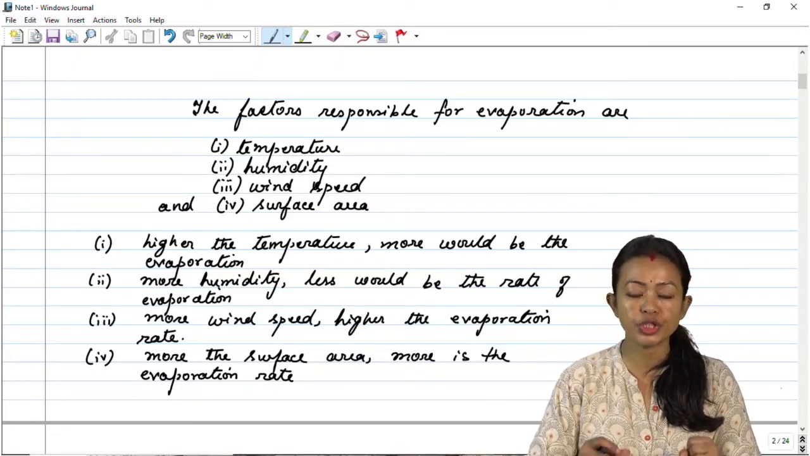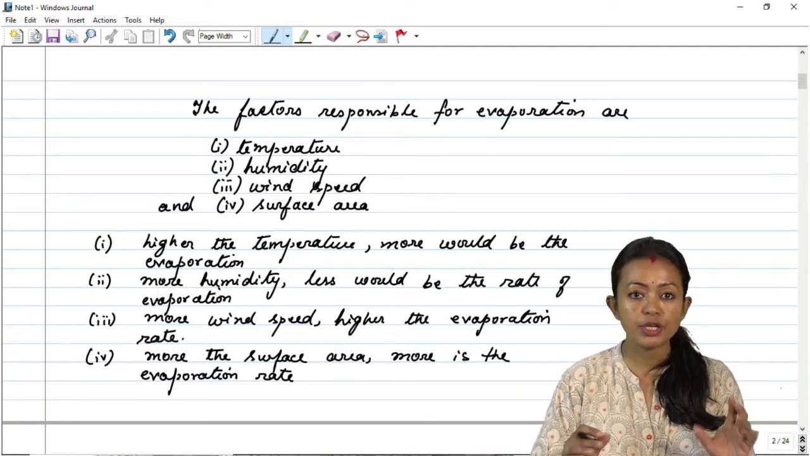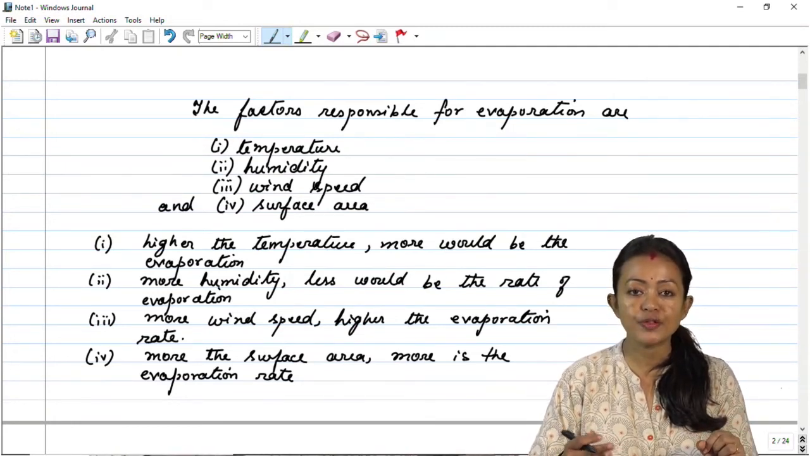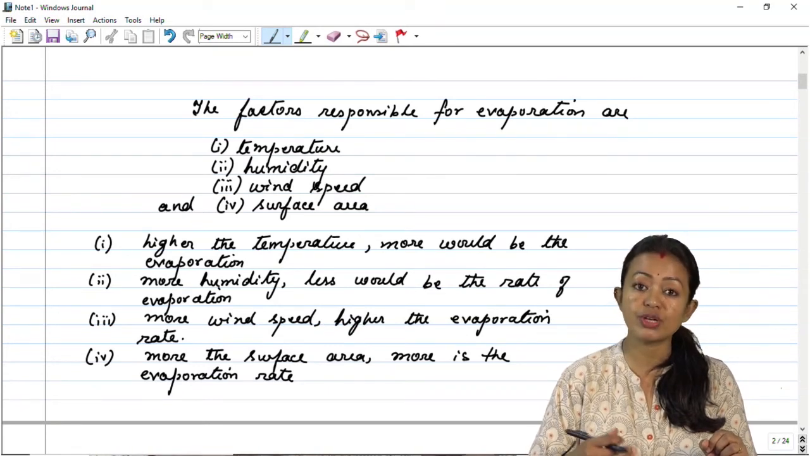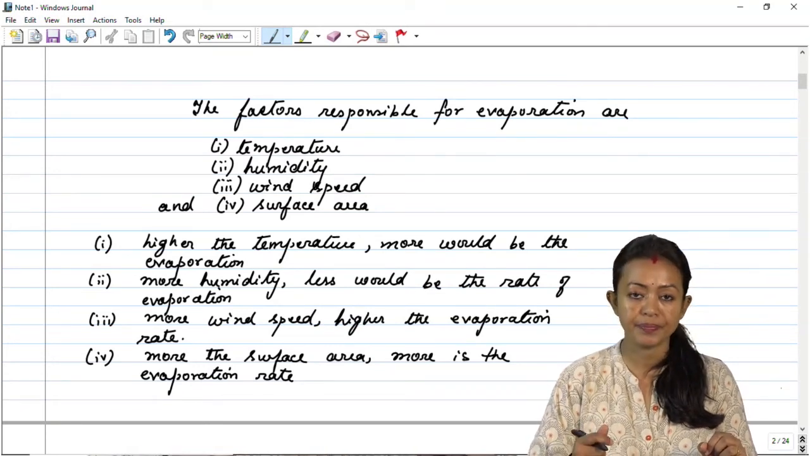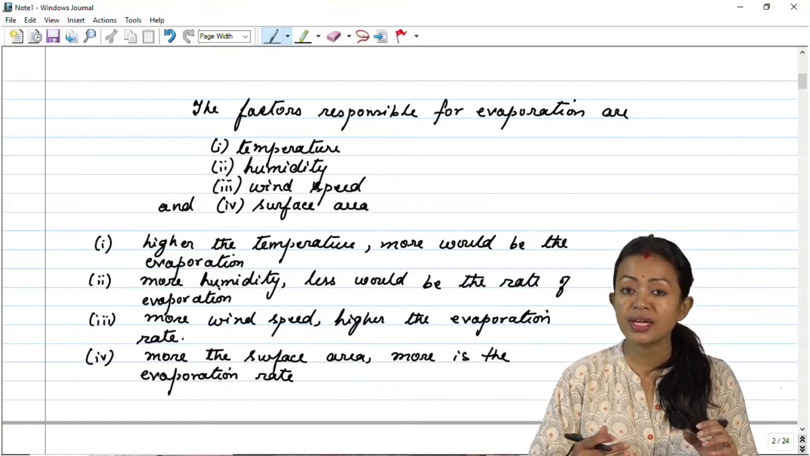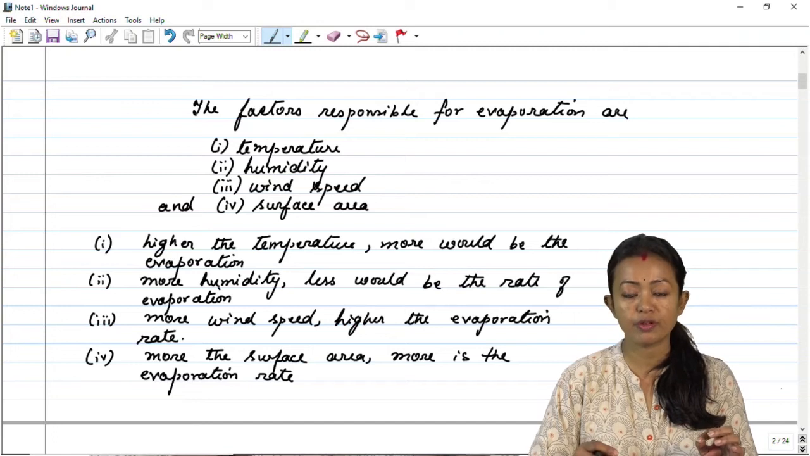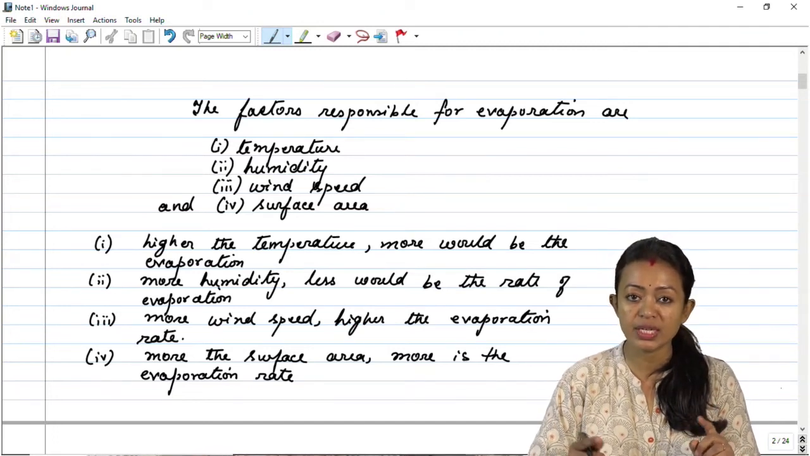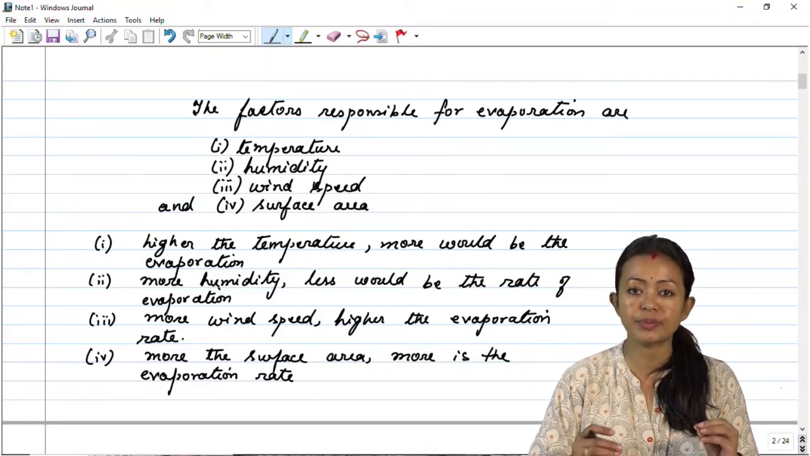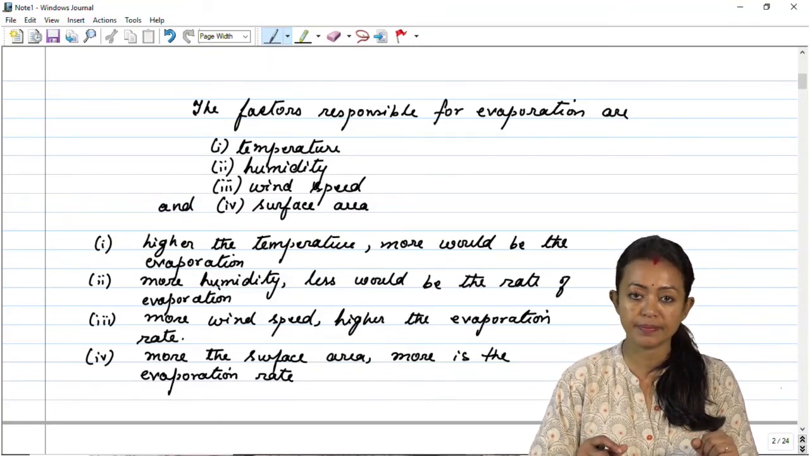For example, after you have washed your clothes, if you spread them properly, you would see that the rate of drying of that cloth is faster. In summers, we find that the cloth dries faster because the temperature is high. Whereas during rainy seasons, you find the clothes take a lot of time to dry. Why? Because the humidity level in and around is high. So it takes more time for the water molecules to get converted from the liquid state to the vapor state.